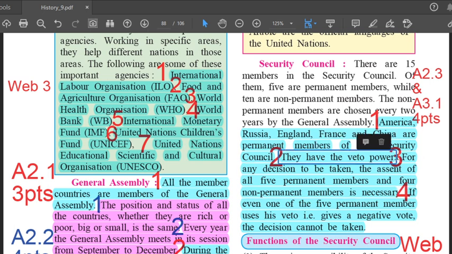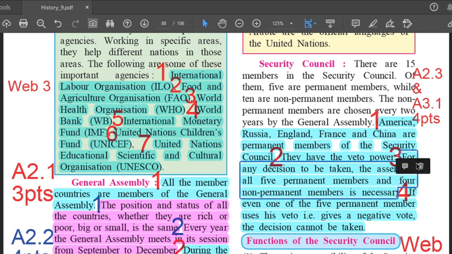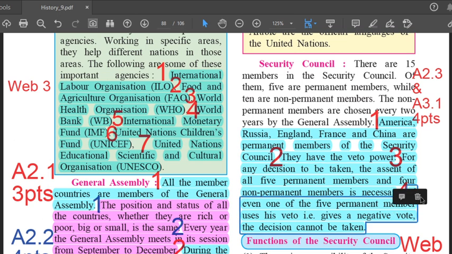Second point, they have the veto power. Third, for any decision to be taken, the assent of all the 5 permanent members and 4 non-permanent members is necessary. Fourth and the last point, if even one of the 5 permanent members uses his veto, that is gives a negative vote, the decision cannot be taken. That's answer 2.3, which comprises 4 points.